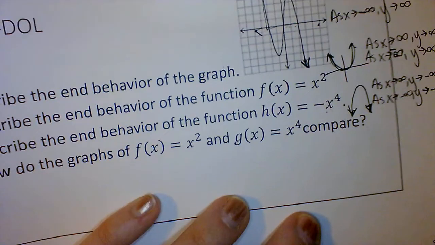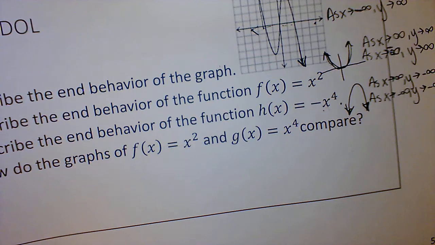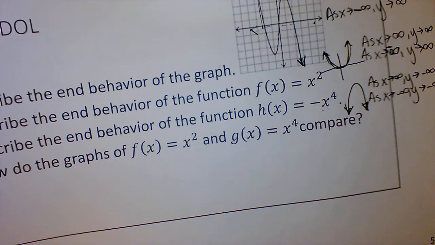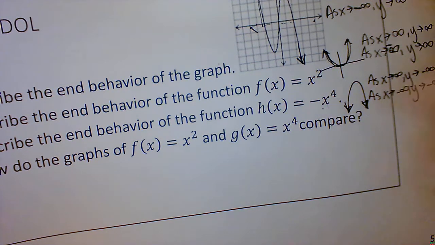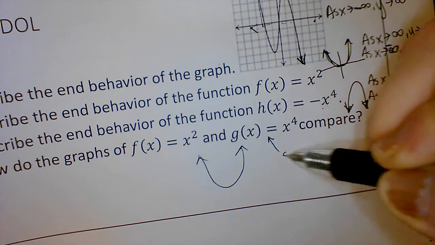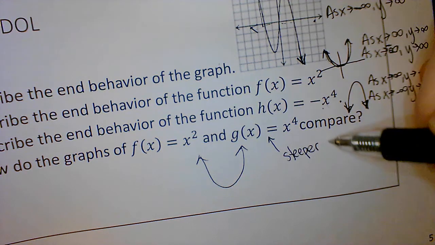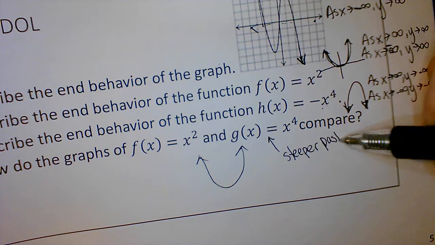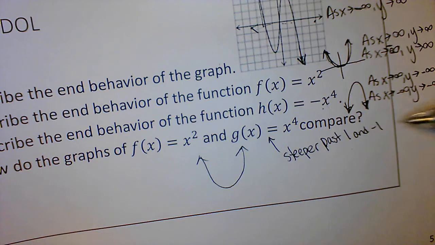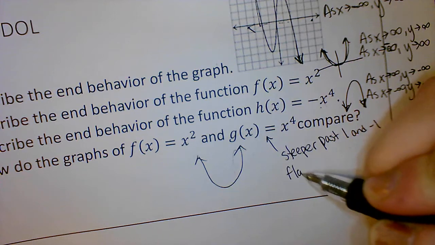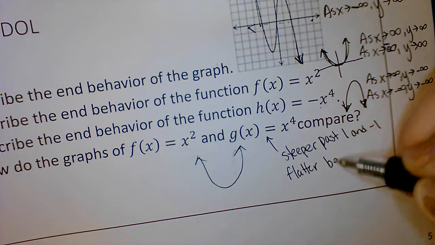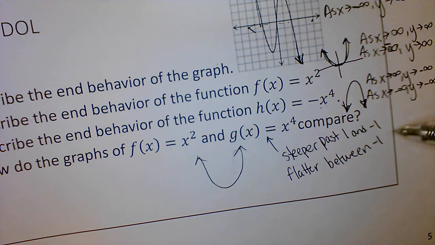On that last question, how do the graphs of x squared and x to the 4th compare? Well, again, we know 2 things are happening. Firstly, they are pretty much the same shape, right? They'll pretty much look like that. The other thing we should know is this one is going to be steeper past 1 and negative 1, meaning these 2 ends, but it will also be flatter between negative 1 and 1.